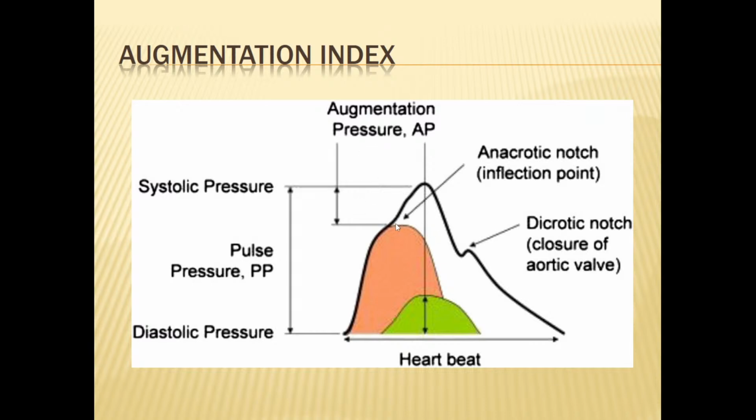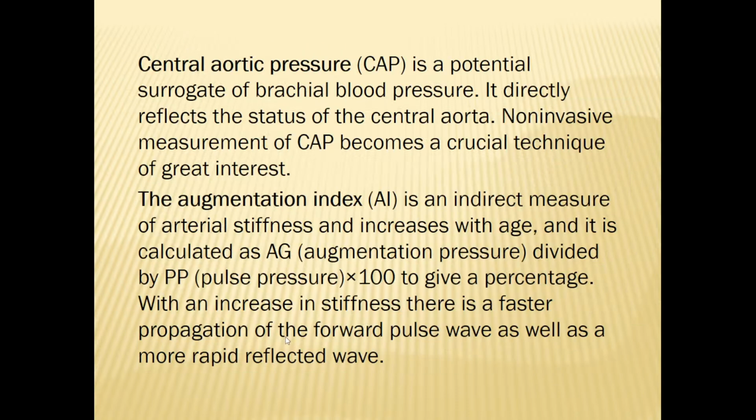the augmentation pressure, from this point to this reflected wave, divided by pulse pressure. It is calculated automatically. Also automatically calculated is central aortic pressure, which is a potential surrogate of brachial blood pressure. It directly reflects the status of the central aorta. Non-invasive measurement of central aortic pressure has become a crucial technique of great interest.